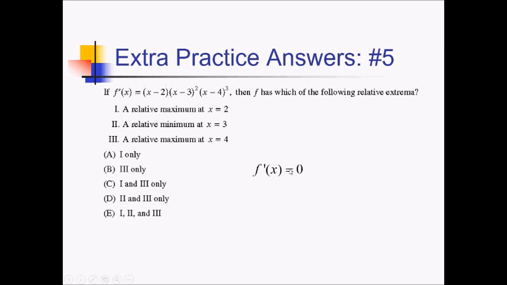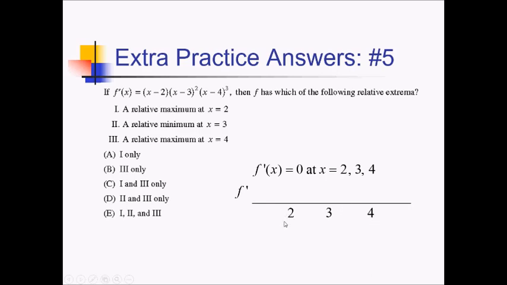So f prime of x, which I'm not going to bother rewriting, is going to equal 0 at whatever values zero out each of these parentheses. So at x equals 2, 3, and 4. Let me set up my f prime line now, do some sign analysis. We've got 2, 3, and 4. And I'm going to test an x value on each of these 4 intervals.